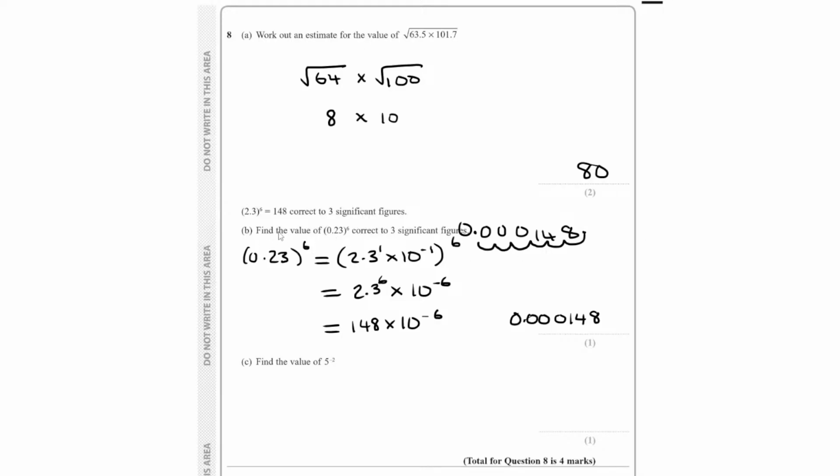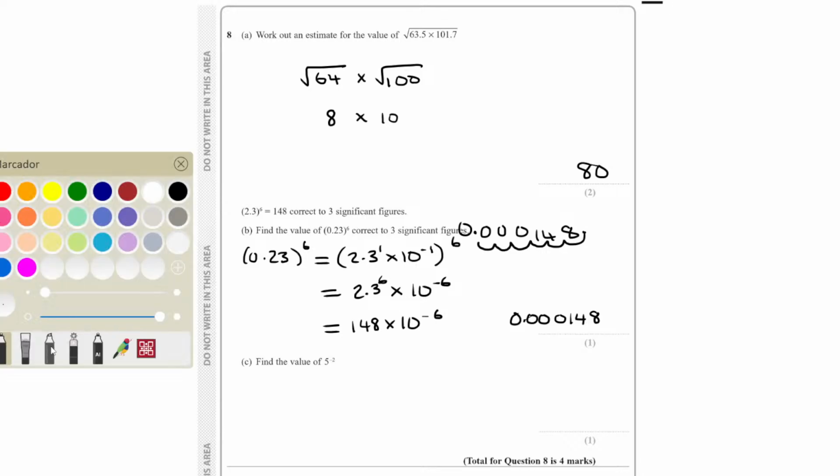So I basically said 0.23 is basically this bit here. Does this bit make sense? Like why that and that is the same? 0.23 is the same as 2.3 times 10 to the minus 1, because that's just putting it into standard form. All I've done there is put it into standard form. Obviously the 6 as a power is still there. That bit there is just standard form, right?